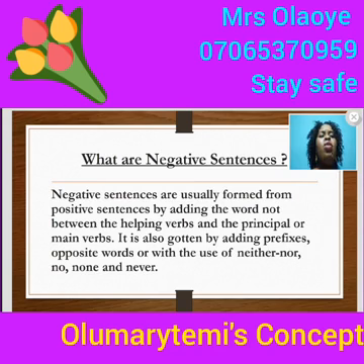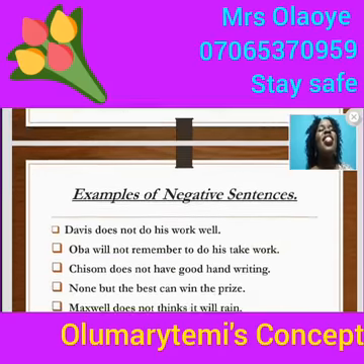It is also gotten by adding prefixes, opposite words, or with the use of neither, nor, no, none, or never. I will never go home. None of us will go home. Do you get? So that's what makes a negative sentence. Negative sentences are always formed from the positive one. Now let's look at the examples, coming from the ones we used in the positive examples.